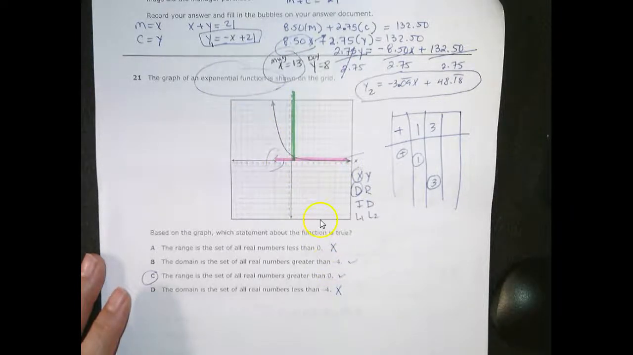It might be more. And so that's true though. Less than 0, the range? No, the green line's not down here. That's impossible. And this one here, less than -4? Less than -4 is on this side, so that's impossible as well.